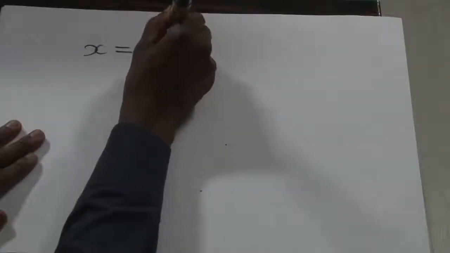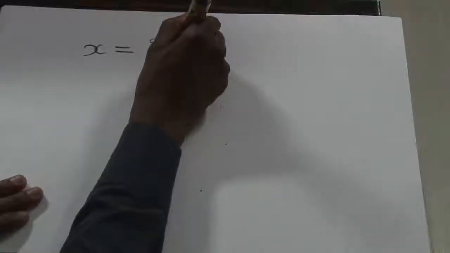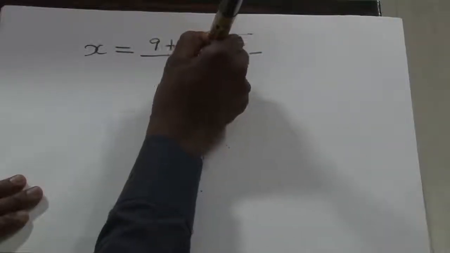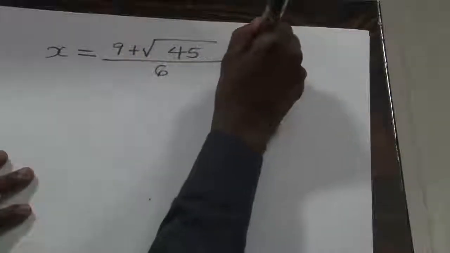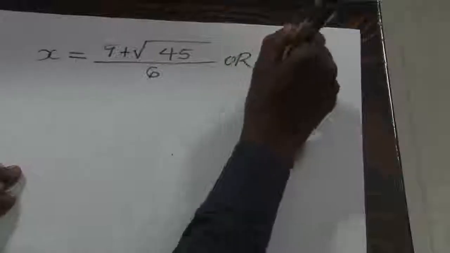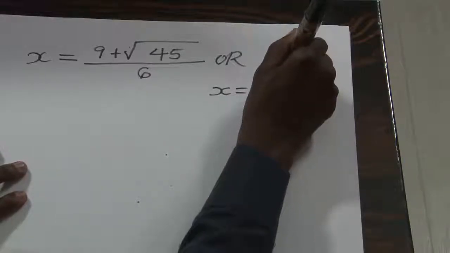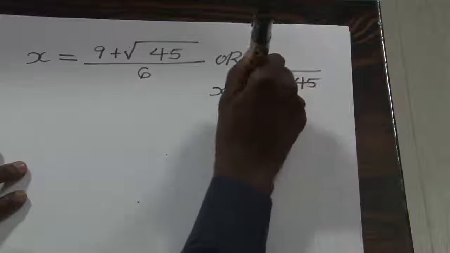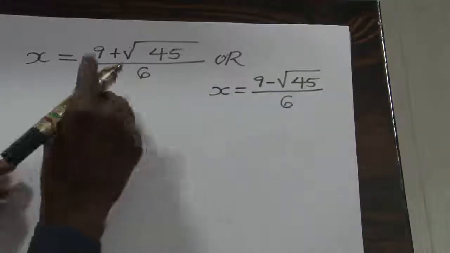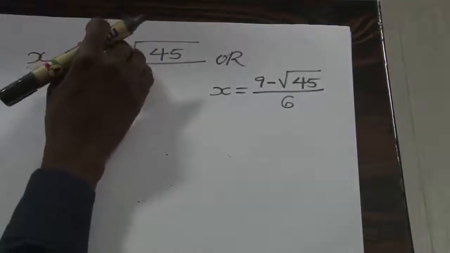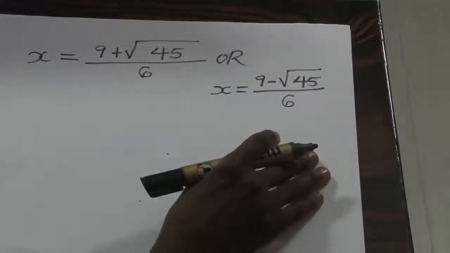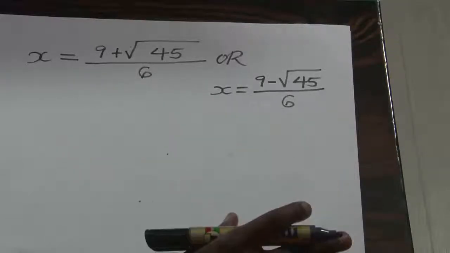So we say the final answer should be x is equal to 9. Now you go for the positive one first, plus square root of 45, everything over 6, or x is equal to 9 minus square root of 45, everything over 6. So you use your calculator to simplify this, and if the answer is not exact, you have to write it in 3 significant figures always.